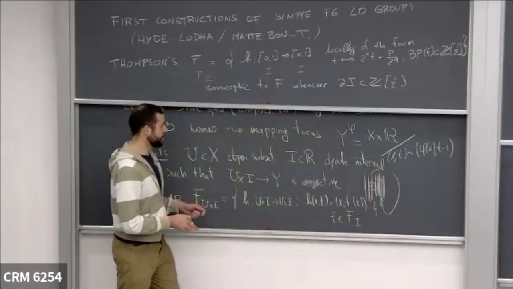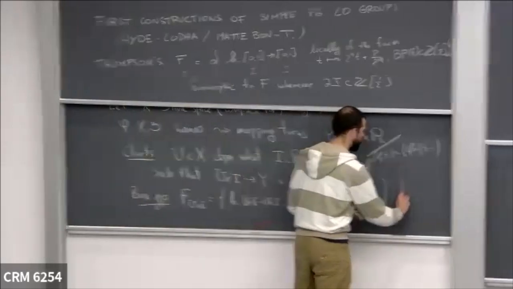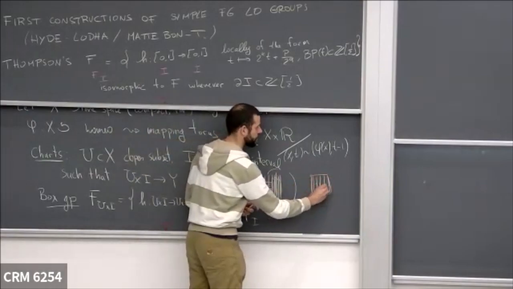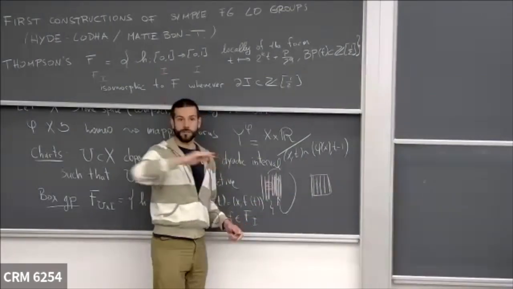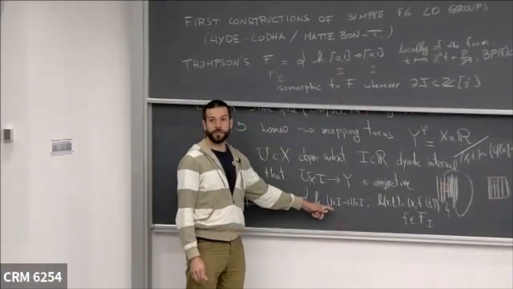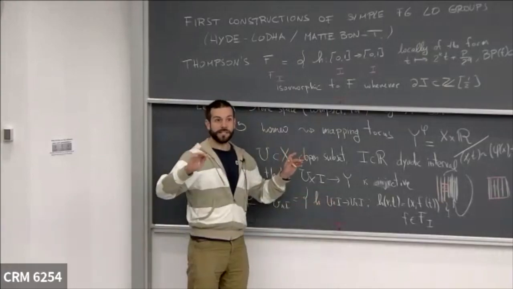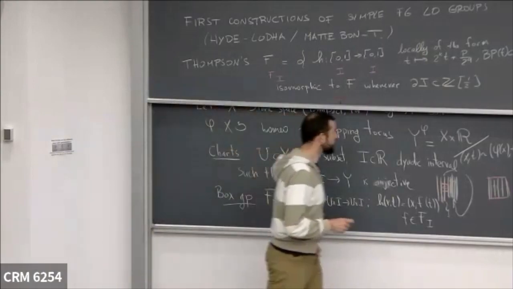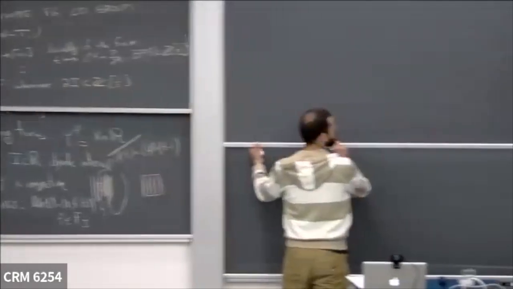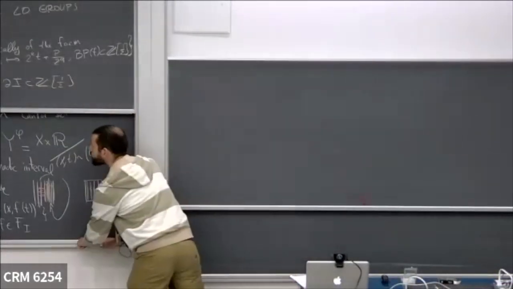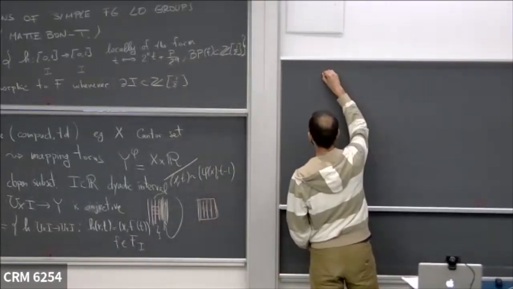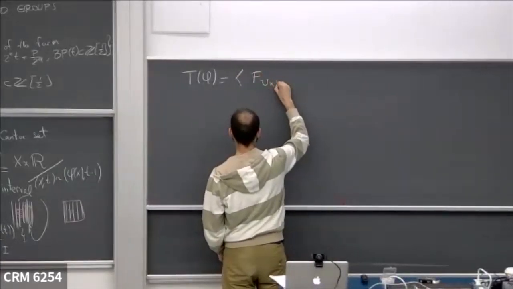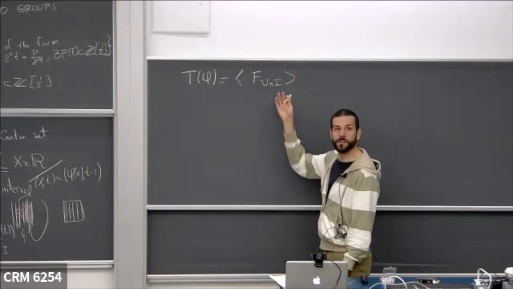So this means that you choose your favorite element. This is your box, and you use an element of F sub I, always the same one, to move things in the vertical direction. So these are elements which are supported only on U cross I, and you extend them as the identity outside your box, outside your chart. And so now this is the group. What you define as a group is what we call T phi. This is the group generated by all the box Thompson groups. It's like a solenoidal Thompson group.